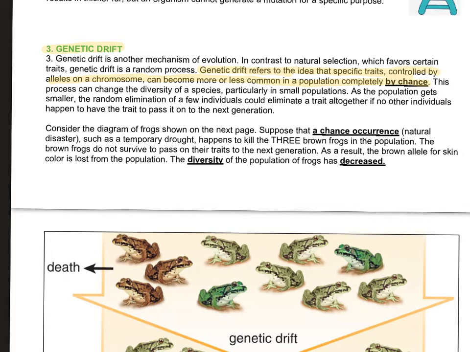Okay. Consider the diagram of frogs shown on the next page. Suppose that a chance occurrence, such as a natural disaster like a temporary drought, happens to kill 3 brown frogs in the population. The brown frogs do not survive to pass on their traits to the next generation. As a result, the brown allele for skin color is lost to the population, so the diversity of this population has decreased. I would write that down. Like I said earlier, genetic drift is going to decrease the species diversity.